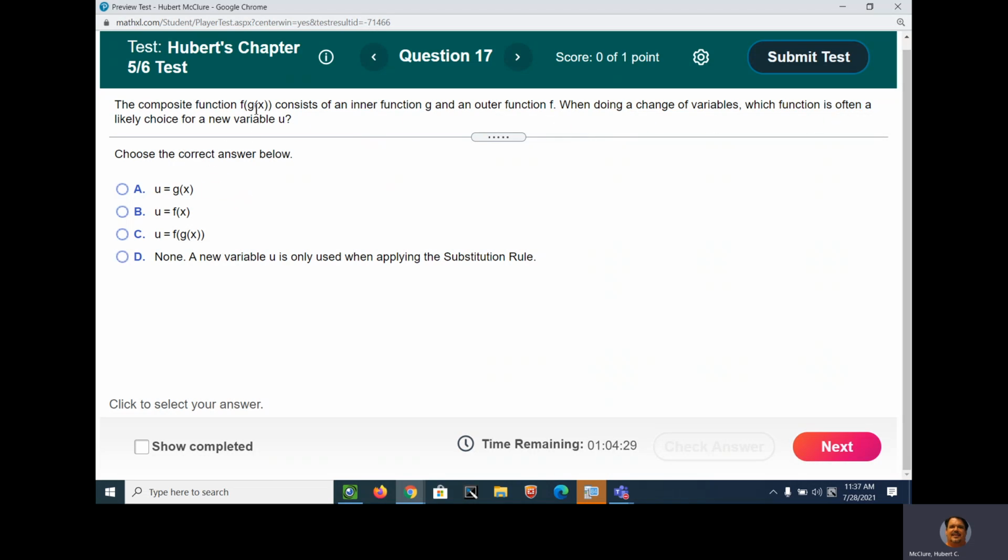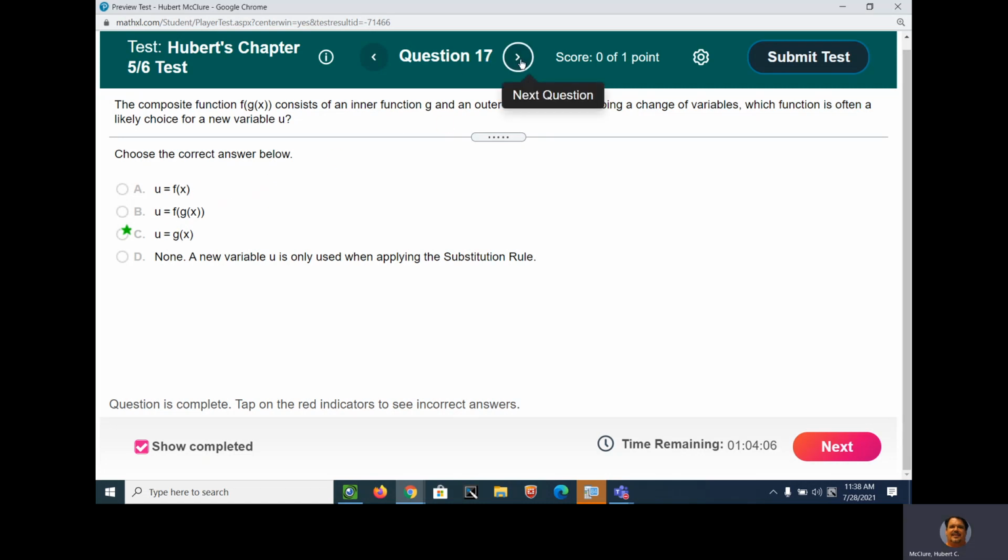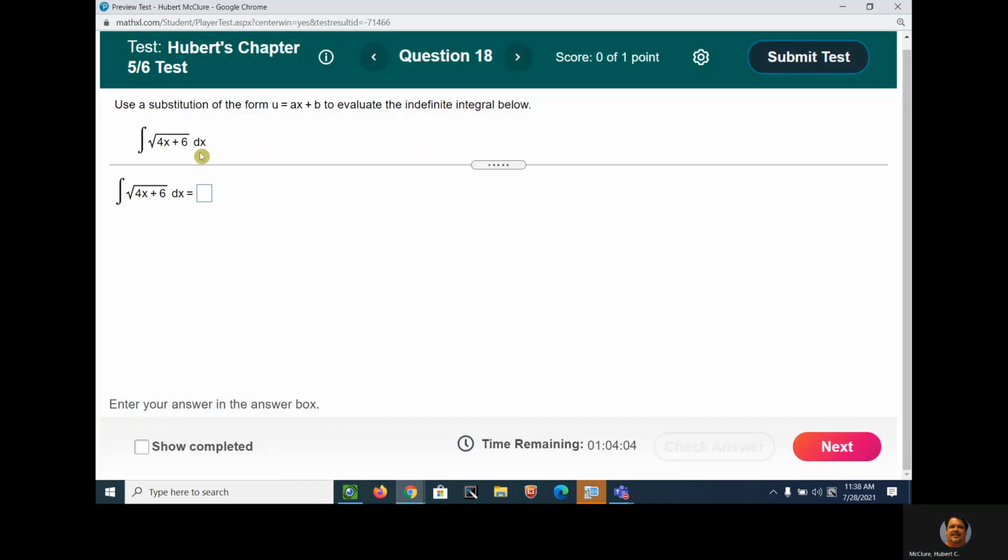Okay. The composite function consists of an inner function g and an outer function f. When doing a change of variables, which function is often a likely choice for the new variable u? That could be g of x, right there. So that's not a big deal. I didn't know that one was in there, but g of x is usually your u function.